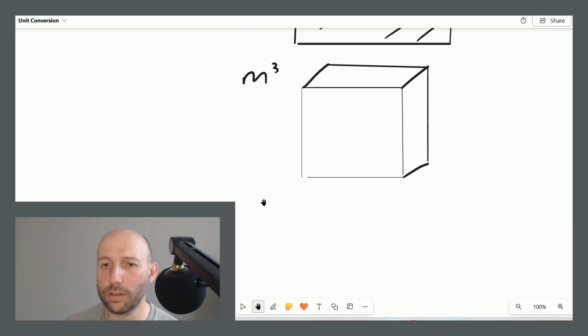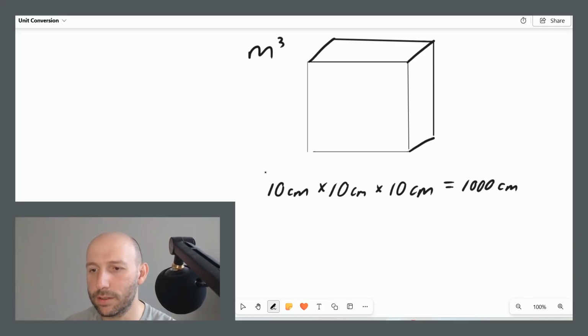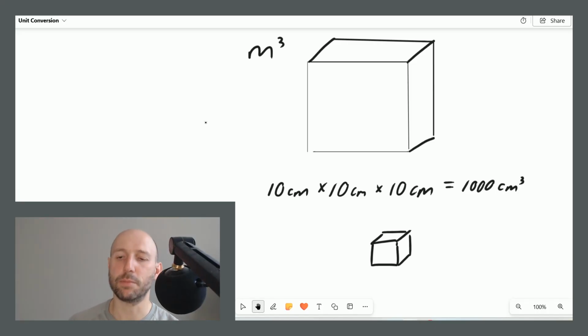What is a more convenient unit of volume is 10 centimeters by 10 centimeters by 10 centimeters, or 1,000 centimeters cubed. Now, 10 centimeters is approximately 4 inches. So if you imagine a cube where each side length is 10 centimeters or 4 inches, you imagine, okay, that's a pretty reasonable unit of volume.